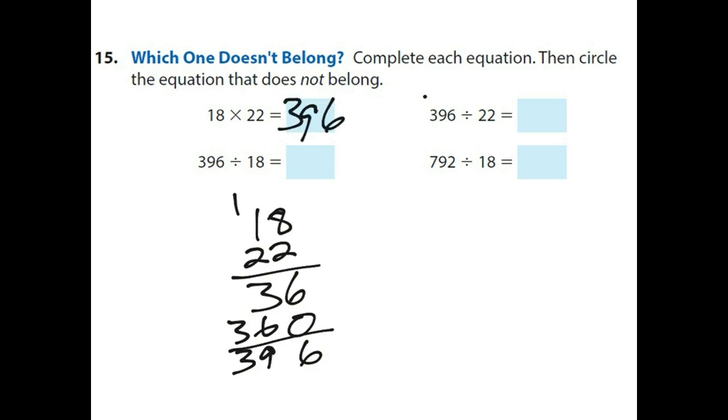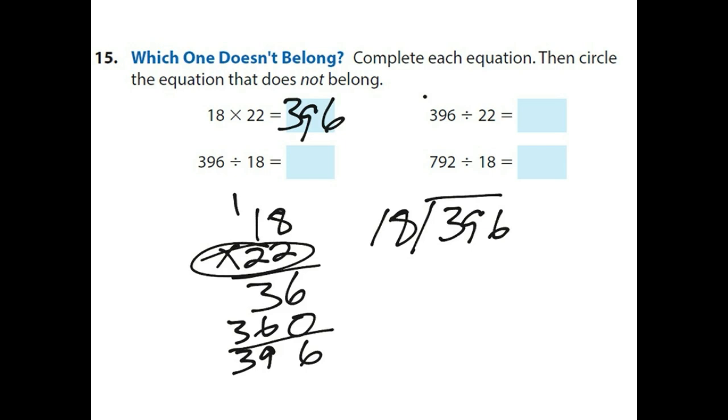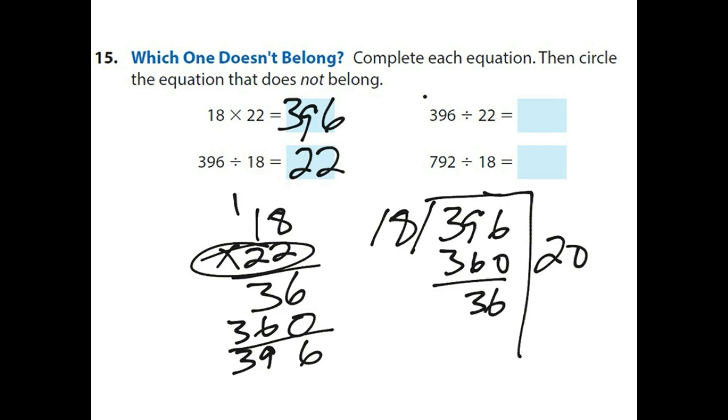Alright, so 396. Well, I know that 396, check this out. I know that 396 divided by 18, how do I know that's going to be 22? Because I did it just right here, 18 times 22. I know that's going to be 22, right? Because if I do 20, it's going to be 360, plus 36 for the 2. Just to show you there.